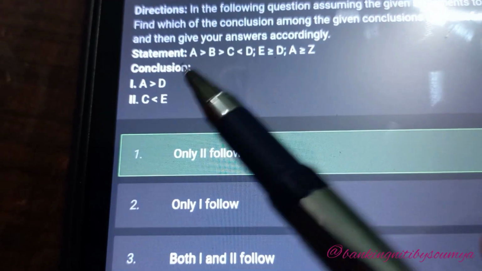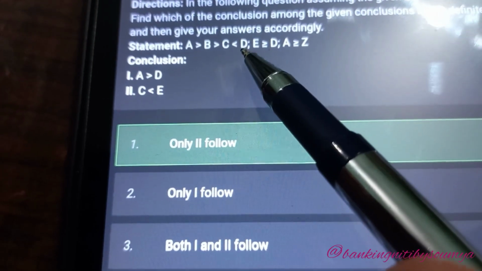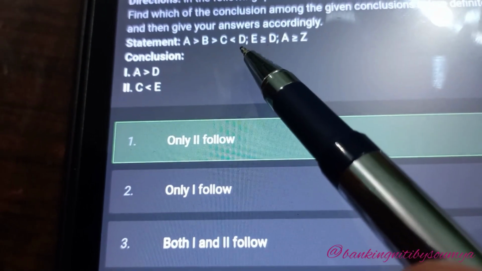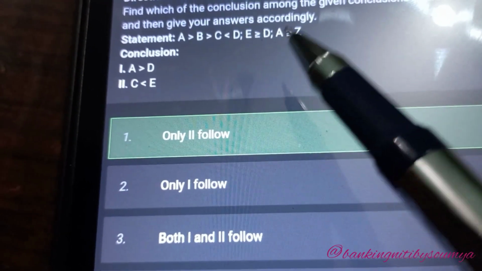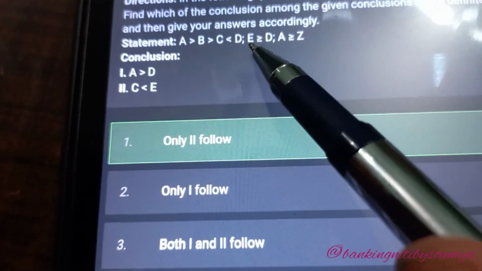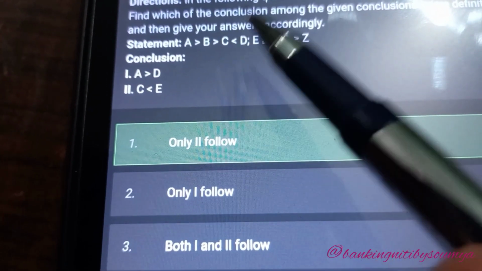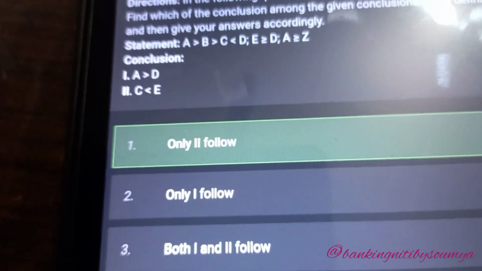So we can see A is greater than B, B is greater than C, but C is smaller than D. Two opposite signs came together, so the first conclusion is wrong. Now in the second conclusion, E is greater than or equal to D, and D is greater than C. So we can say that E is greater than C.